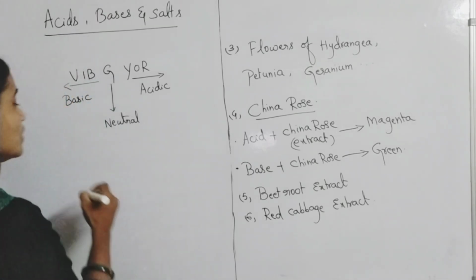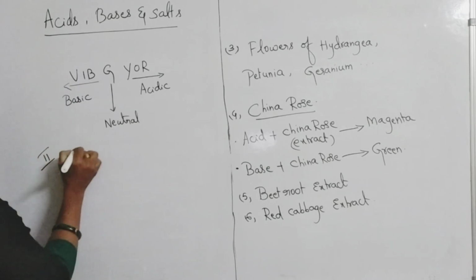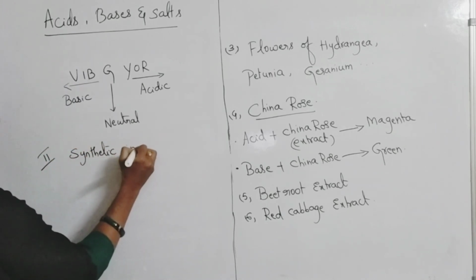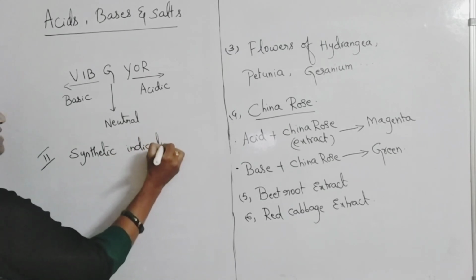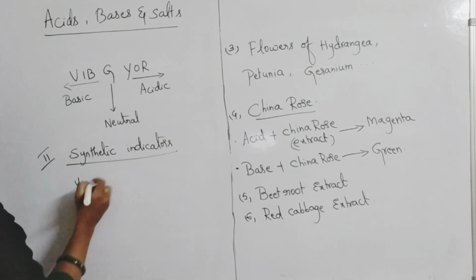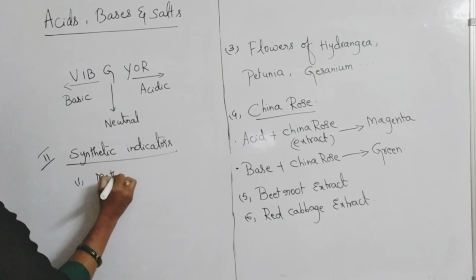And the second type, you are going to learn about synthetic indicators. We will be learning only two examples in this. Synthetic indicators are those which are prepared in laboratories. So you have two types of synthetic indicators which we will be learning in this lesson.